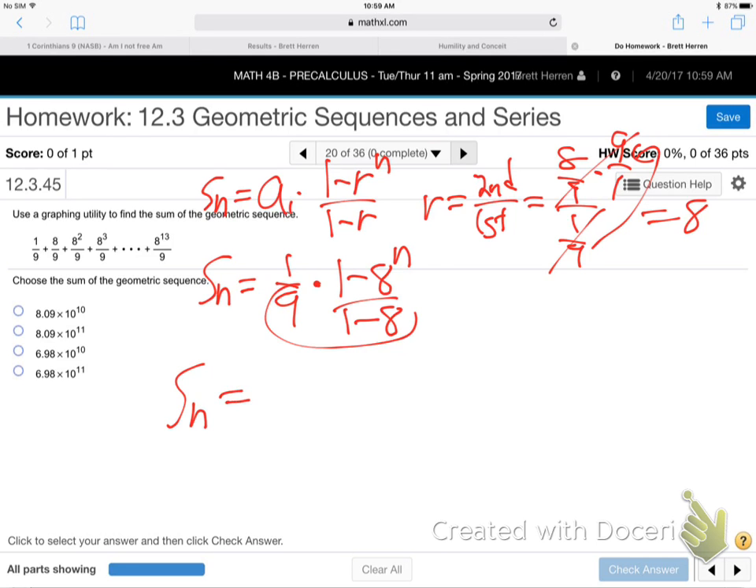And then just multiply, well, this could be -7, so it'd be 1 over -63. 1 minus 8 to the n. We good to there so far? Same kind of thing as usual. Just multiply those two denominators, huh?